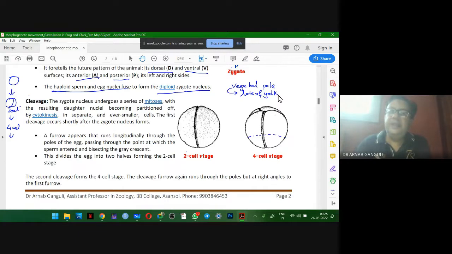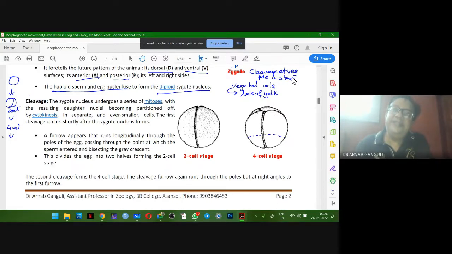Okay. And the animal pole doesn't have lots of yolk. So when the cell divides, the cleavage which takes place at the vegetal pole is slow. Even before the first cleavage is done and this cell stage is completed, already a 4 cell stage cleavage starts to take place.